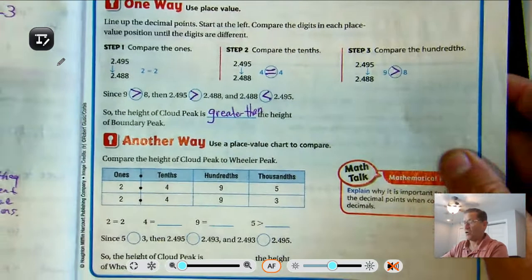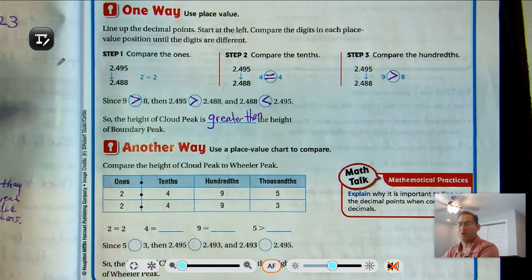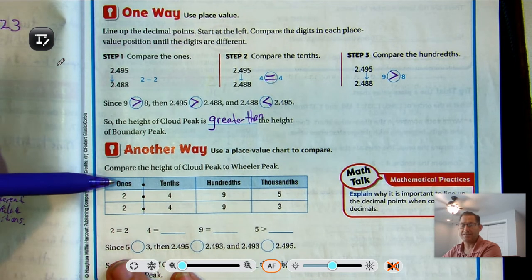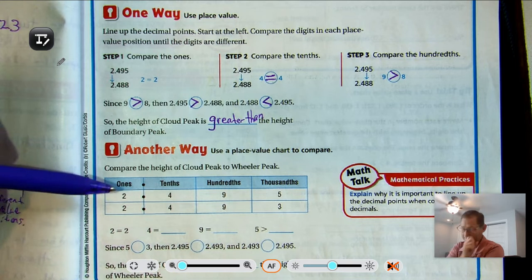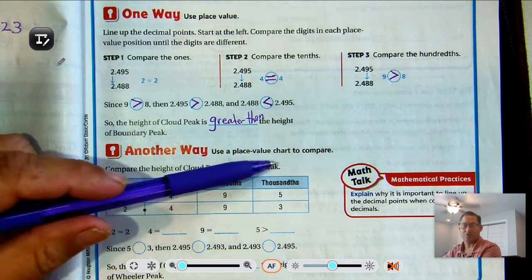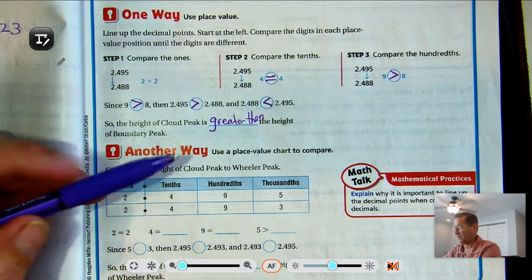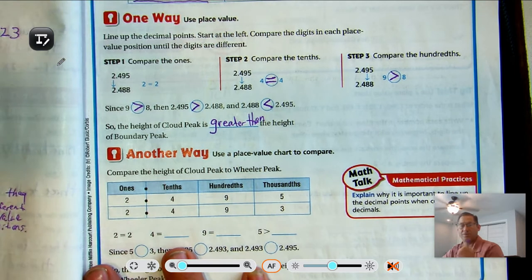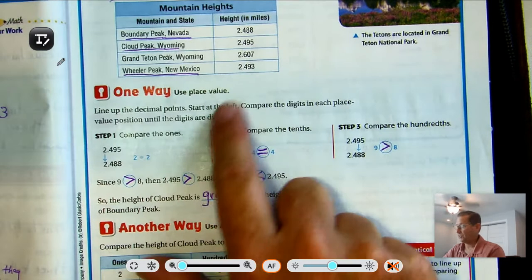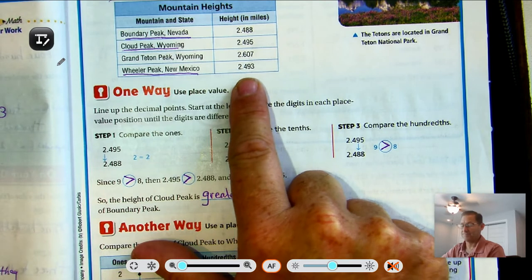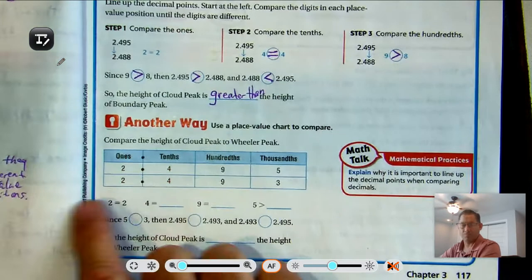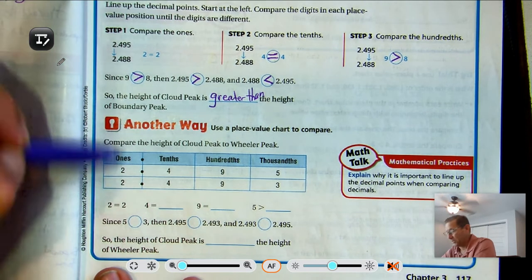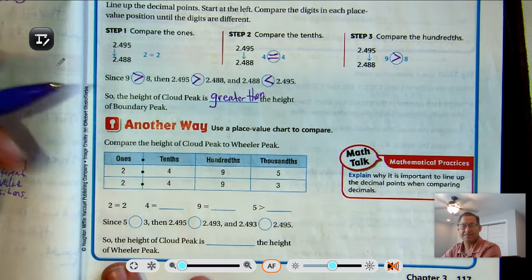Another way we could do that is to use a place value chart. Your place value chart would have the greatest place to the left, and in this case, that's ones, then tenths, hundredths, thousandths. This time they want us to compare the height of Cloud Peak to Wheeler Peak. Wheeler Peak is in New Mexico, and it is 2 and 493 thousandths. You would put both numbers in the place value chart, and we would still just compare place values until you find something that's different.